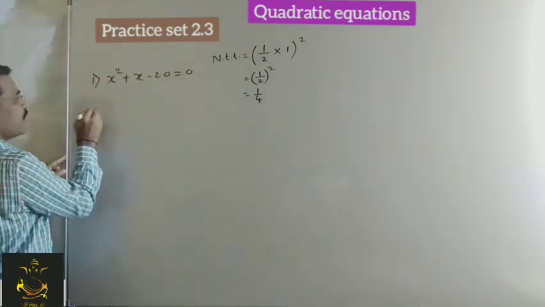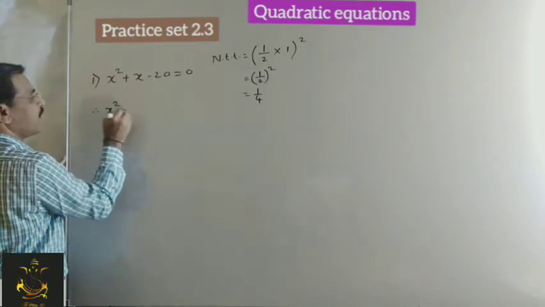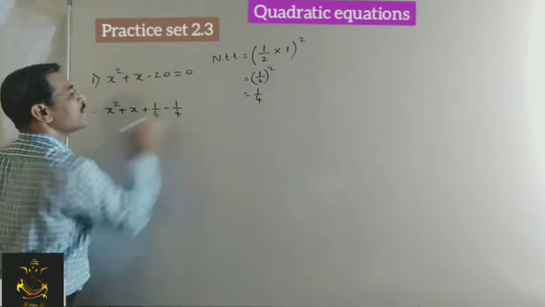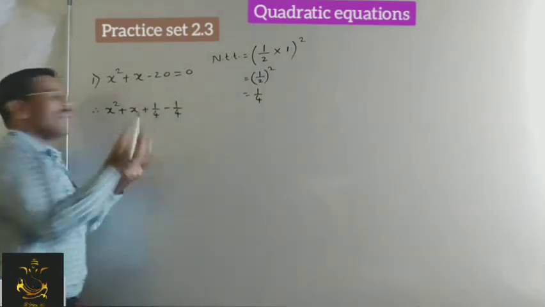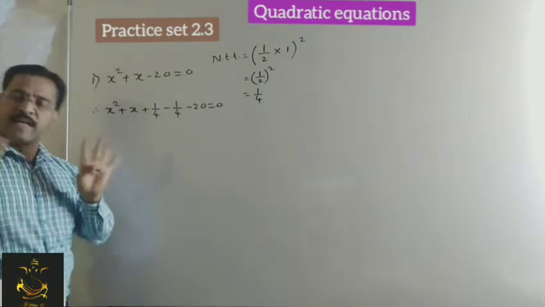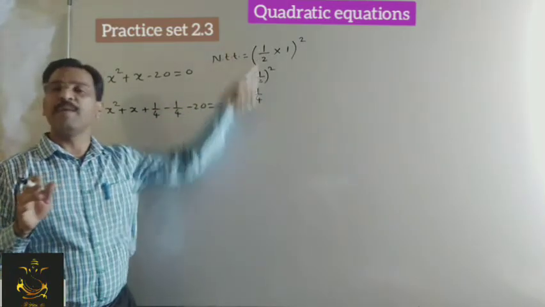Now just look here. It is very, very important. x square plus x, we add that one and similarly subtract it also, so both get cancelled as it is. The minus 20 keep as it is like this. Understand friends? This is very, very important.